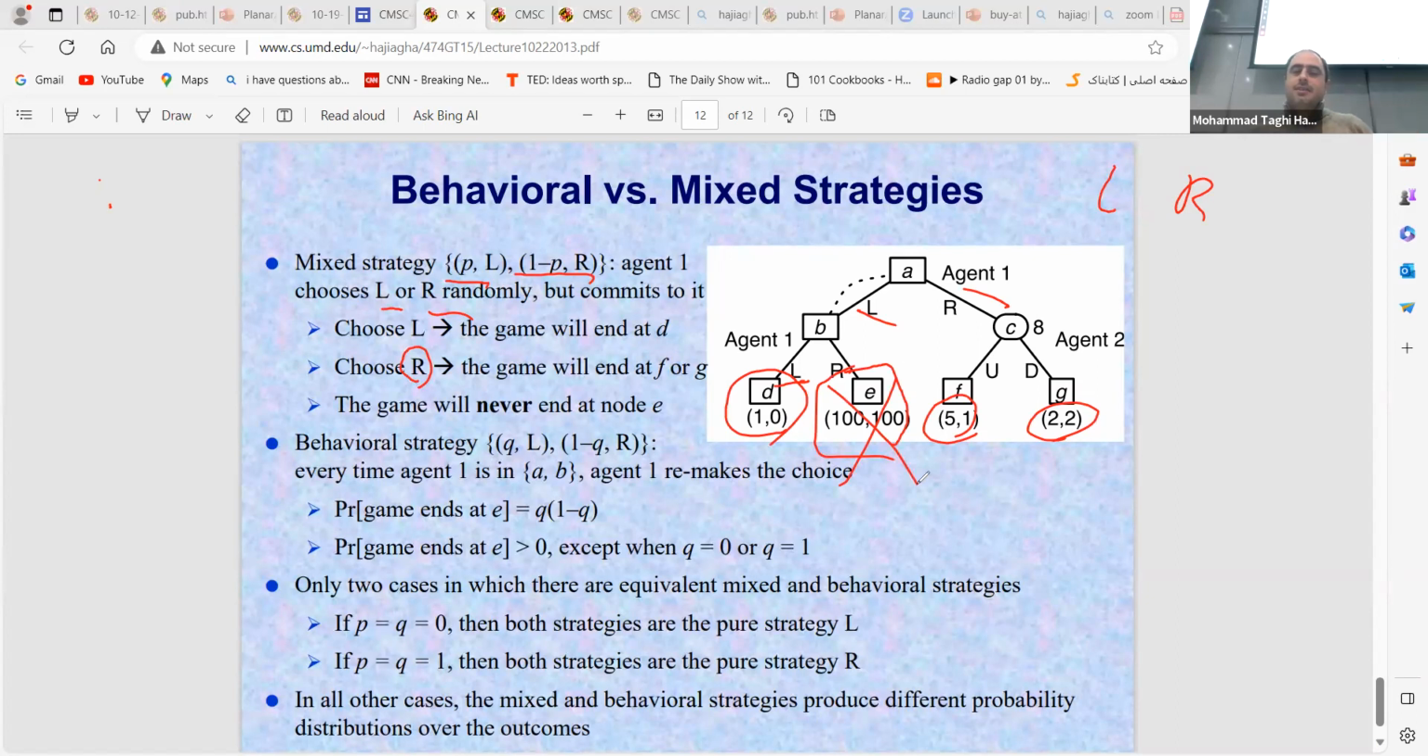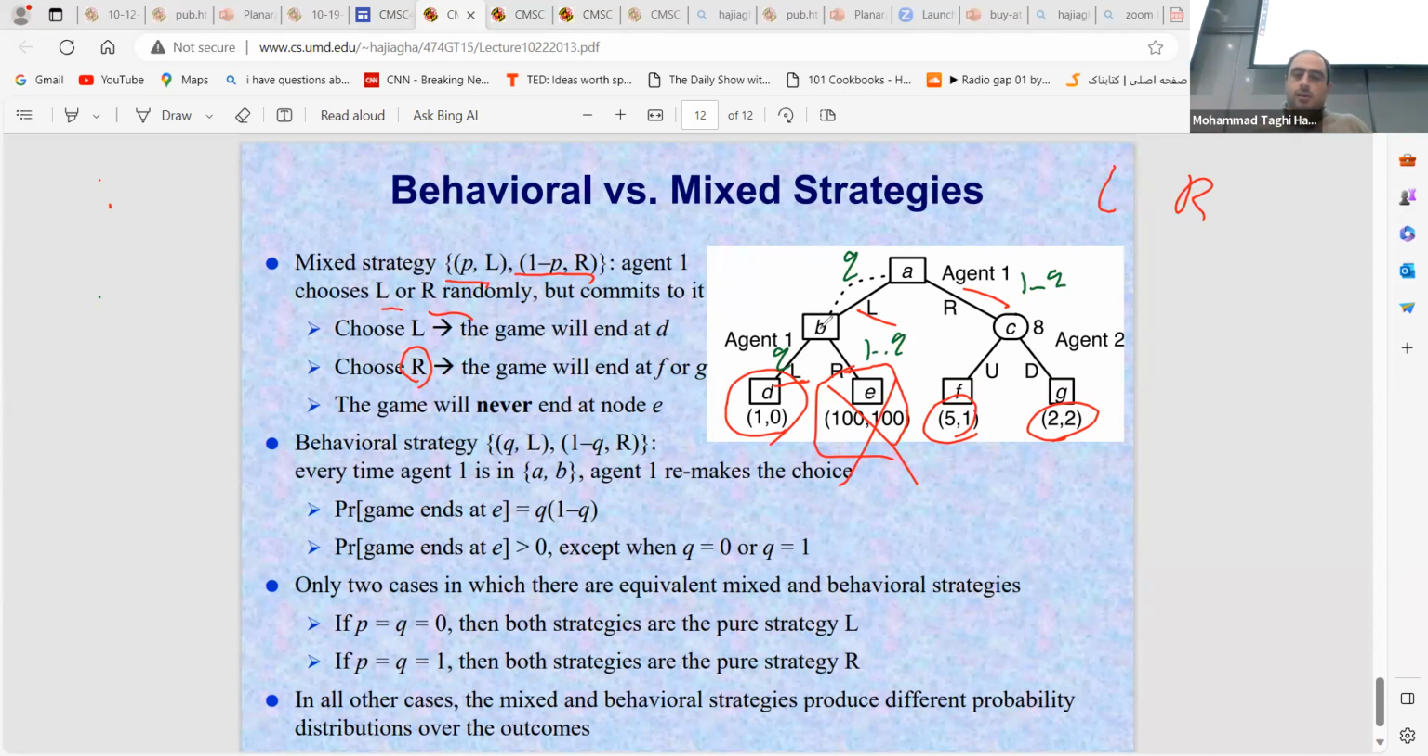Now let's consider the behavioral strategies. What will happen in the case of behavioral strategies? In the behavioral strategies, I essentially have Q here and 1 minus Q here. The same thing here, essentially: it would be Q here and 1 minus Q, because these are the same information set. You should have the same.